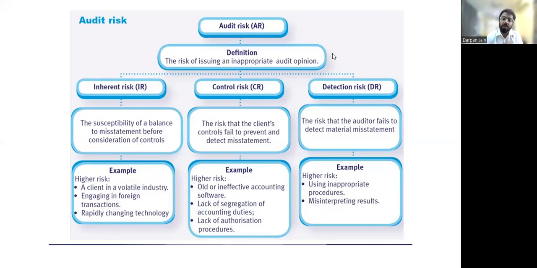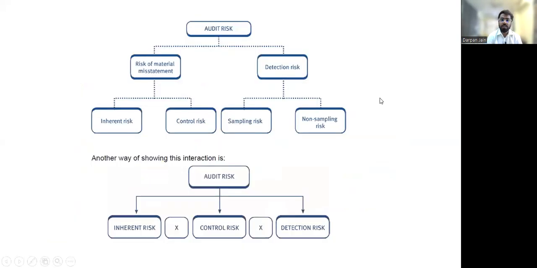Before seeing these three things, I want to tell you that inherent risk and control risk put together form risk of material misstatement, RMM. I will show you that in the next flowchart. See, audit risk is at the top. Inherent risk and control risk put together is risk of material misstatement, RMM. You can copy down these flowcharts in your notes. What is risk of material misstatement? The risk that the financial statements that you're examining are materially misstated, that they contain material misstatements.